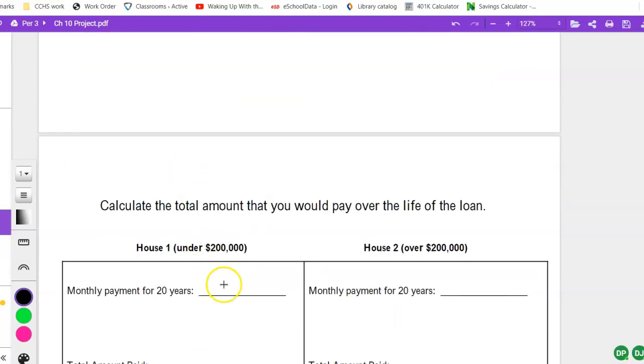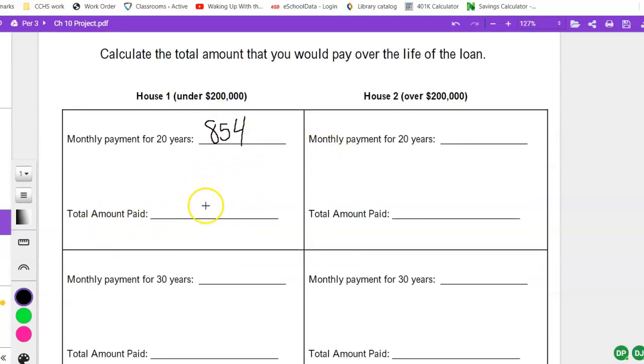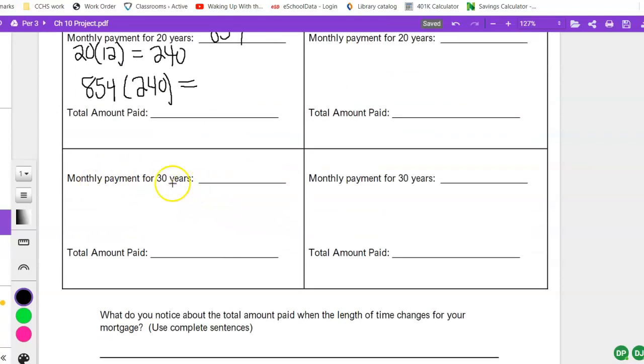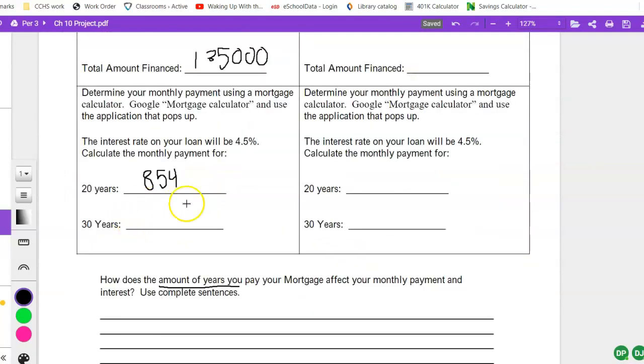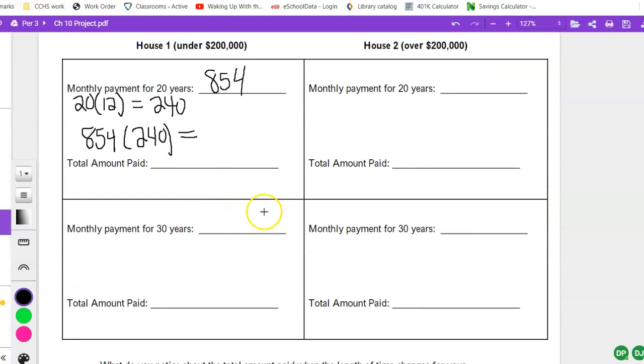And last but not least, we are taking that monthly mortgage payment for 20 years. So mine was $854. So I bring that down from the previous part, $854, and we want to find our total amount paid. Well, for 20 years, how many payments is that? 20 years times 12 months a year is going to get me 240 payments. Okay, so to find my total amount paid, I would be paying $854 240 times. We're going to calculate my total amount paid, and then we're comparing it to my monthly payment for 30 years. So we would be taking down our monthly payment that we get right here from 30 years. We're going to put that into this box right here.